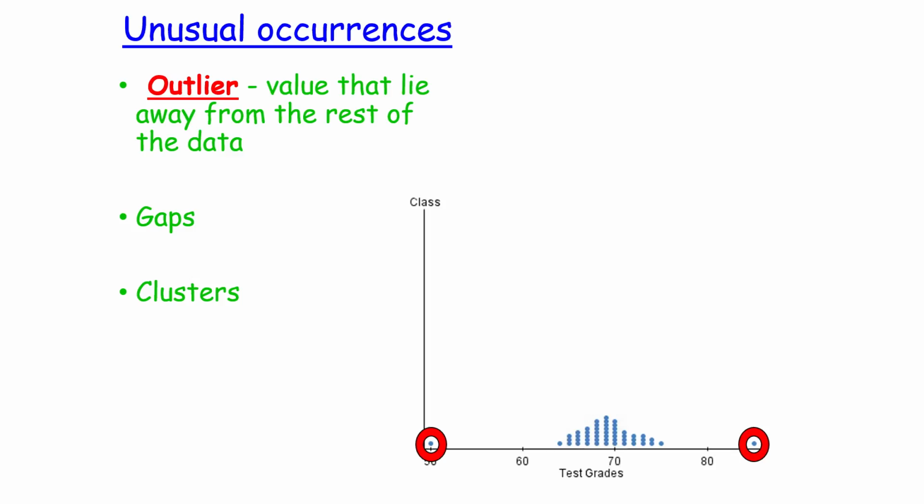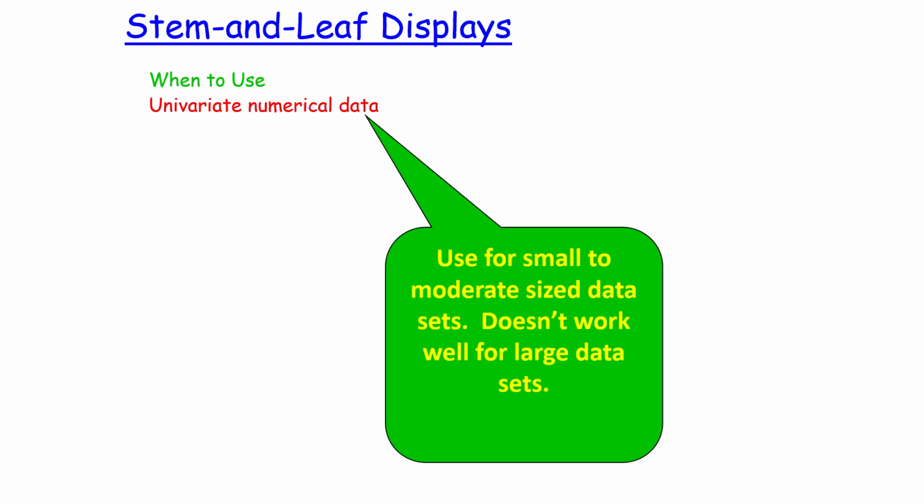And so those are three different unusual occurrences that we have. Let's talk a little bit about stem and leaf displays. When do we use them? We use them when we have univariate numerical data. So we use them for small to moderate sized data sets. It doesn't work very well for large data sets.